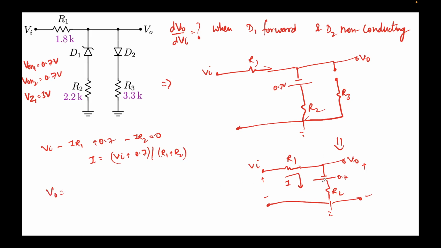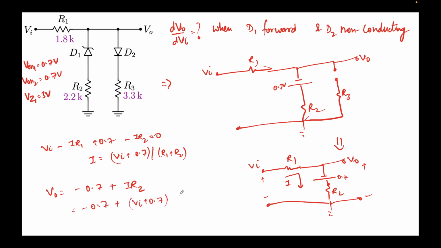So V0 we can write in 2 ways. We can write it in terms of VI, and we can write it over in here terms also. So I'm going to write it from this side. So this will be minus 0.7, because this will be at I times R2, right? So this will be at I R2, and then we'll drop 0.7 volts over here, right? So this minus 0.7 plus the value of I.